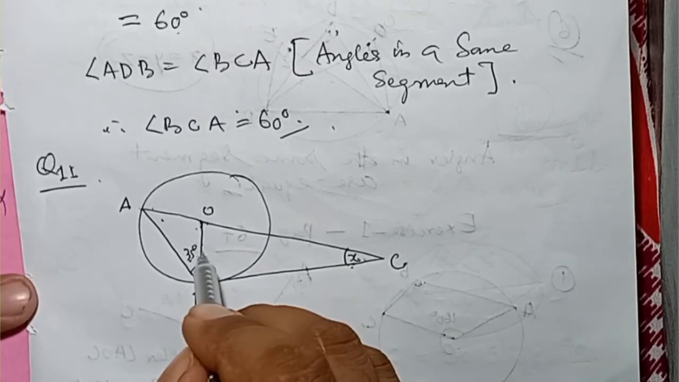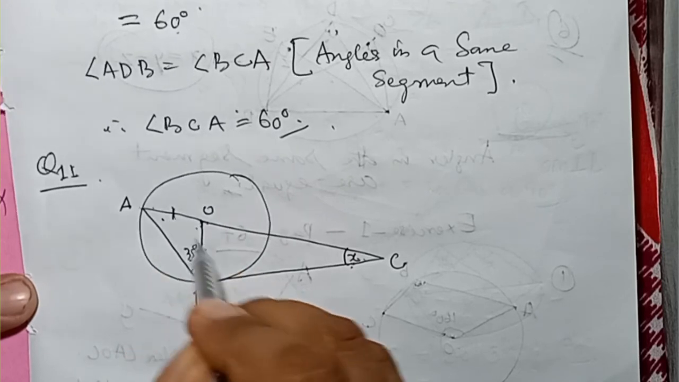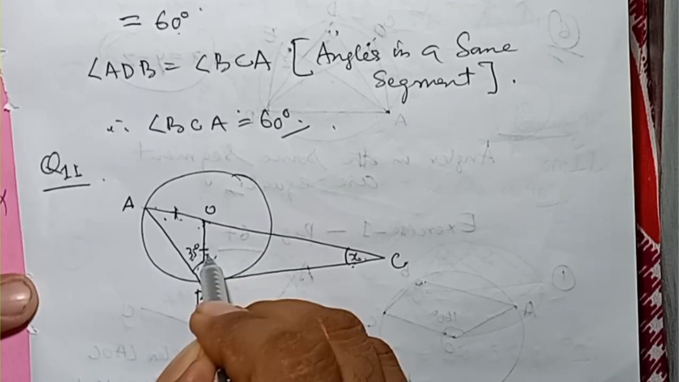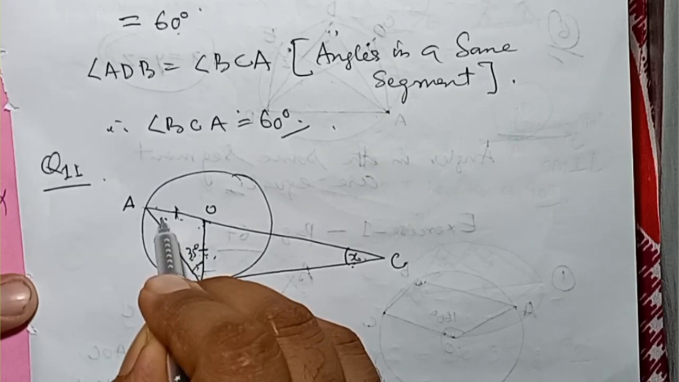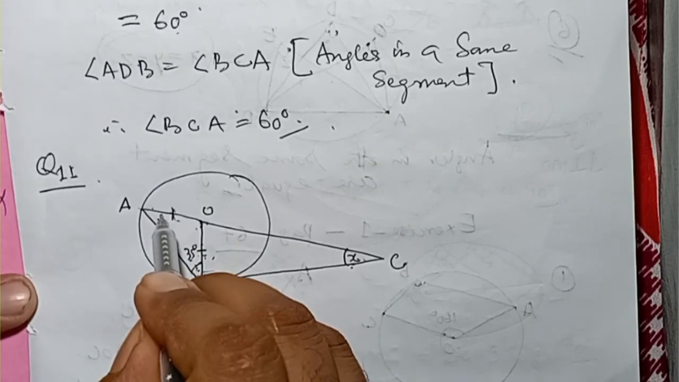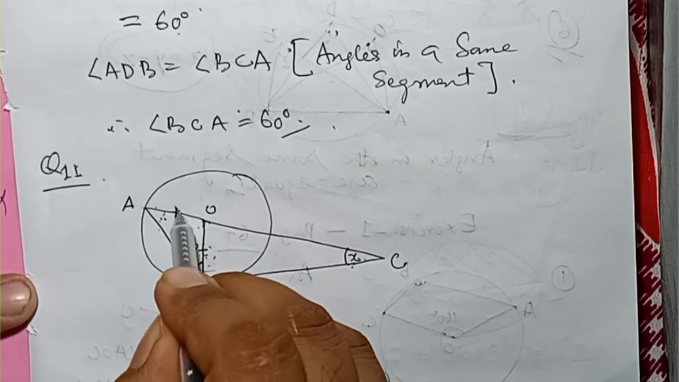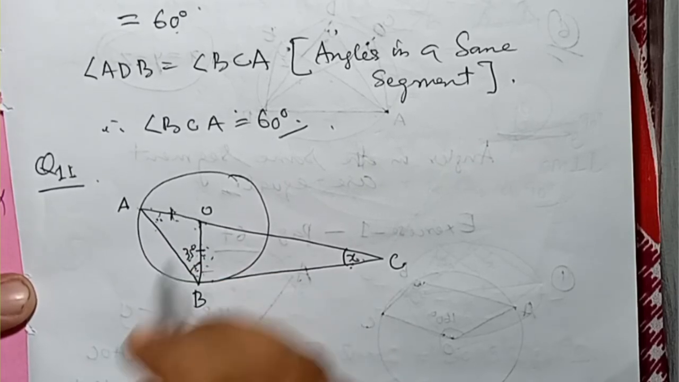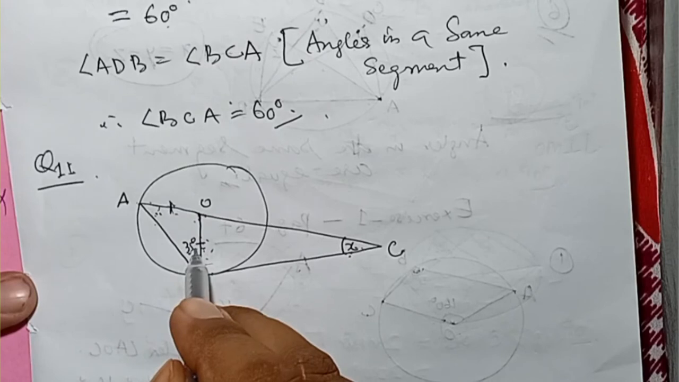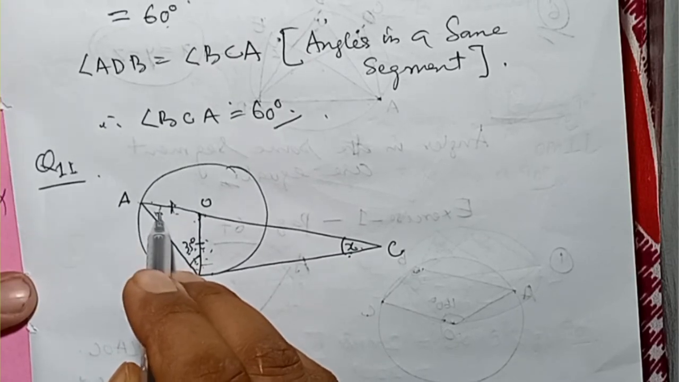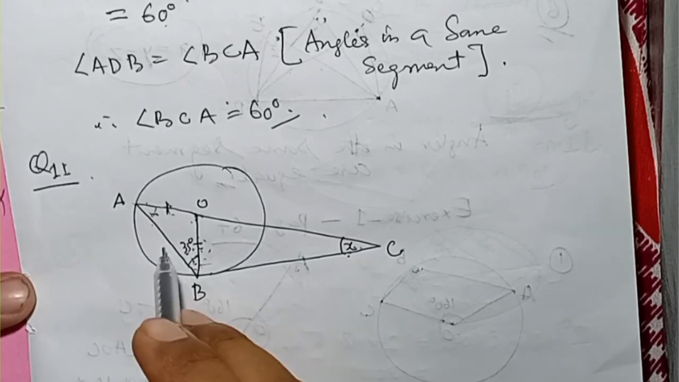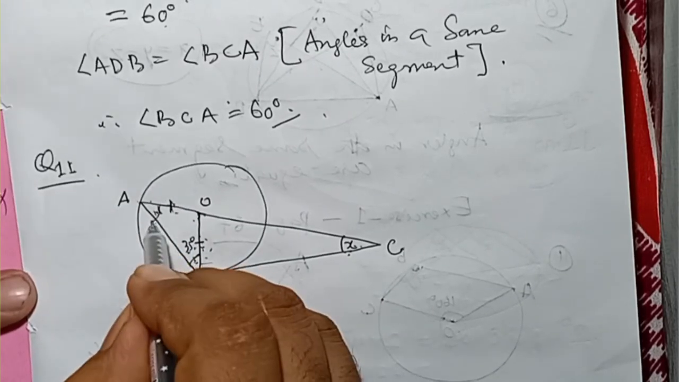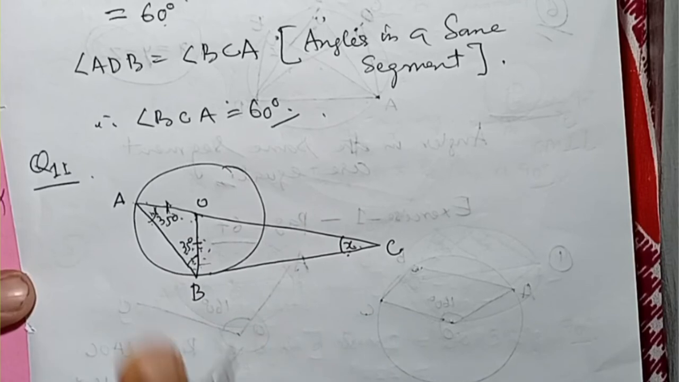You can see this and this, OA and OB, these are the radii of the circle. So this 35 degree angle will be equal to this angle. Why? Because they are the base angles of an isosceles triangle. So I can write 35 degree is equal to this angle. Because base angles of the isosceles triangle are equal, this will also be equal to 35 degree.